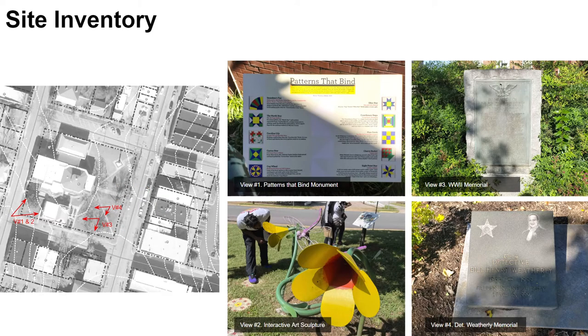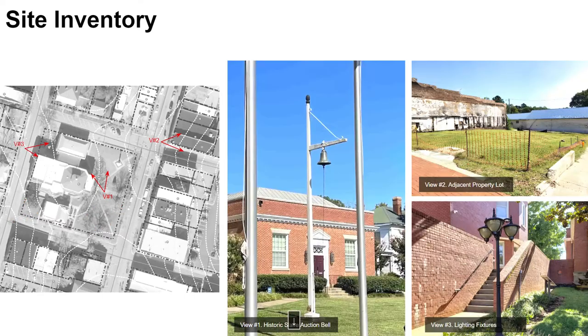We also looked at the Patterns That Bind memorial in the backside of the courthouse. That was really important for us, this quilting history, the idea of these different pieces coming together to create something larger than the sum of their parts. And then also the World War II memorial and the detective memorial being very important pieces that exist on the site, and then the interactive art sculpture that also exists by the Patterns That Bind memorial.